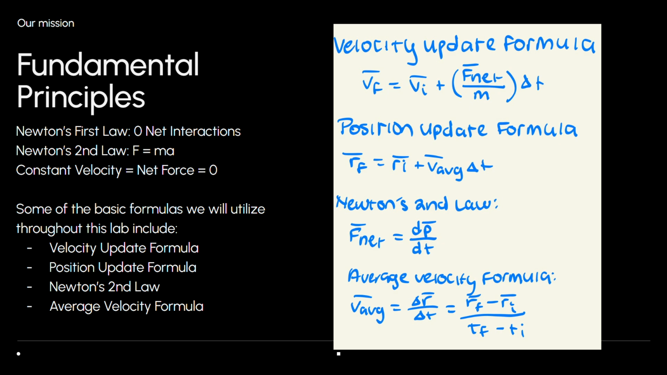Position update formula, which includes our final position set equal to our initial position plus average velocity times our change in time. And the average velocity formula, which is our change in position over our change in time.